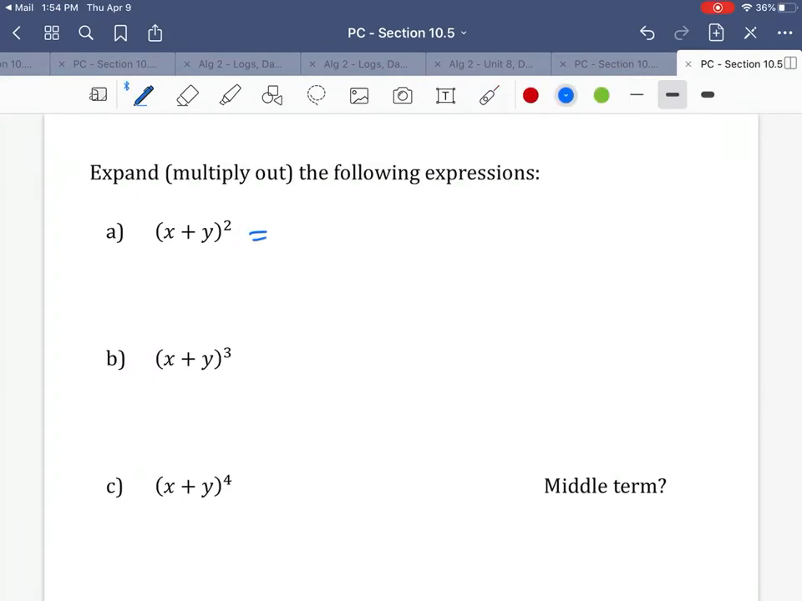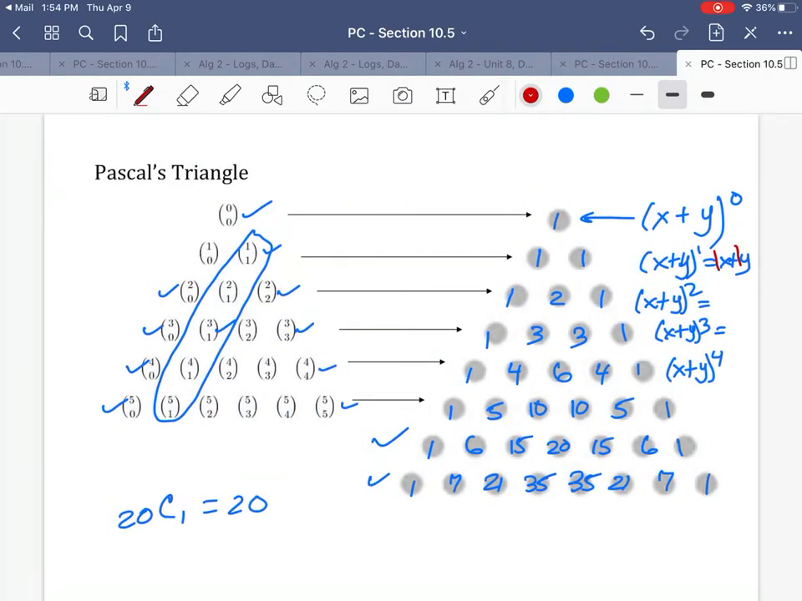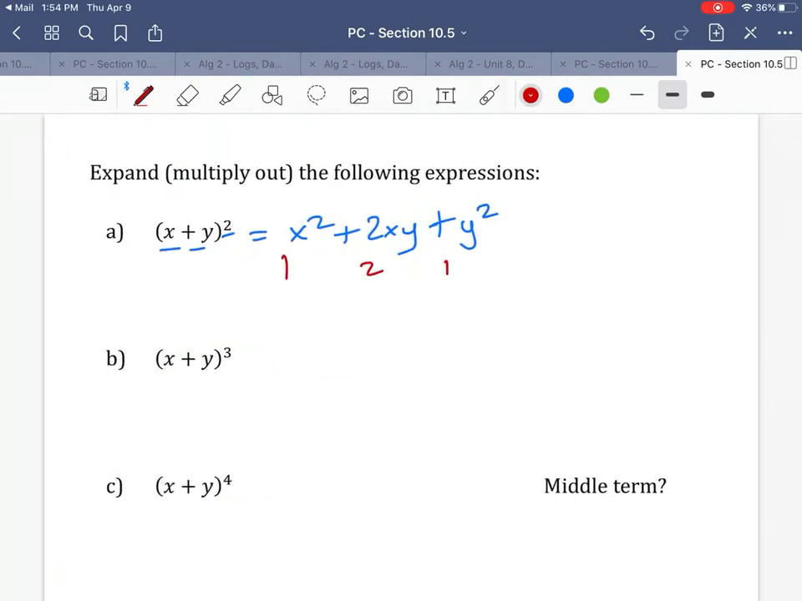Remember, you do x squared, then you multiply these three things together, so I get plus 2xy, and then plus y squared. All right, so that's exactly what we were saying. Look at the coefficients right here, 1, 2, 1. And so that's exactly matching what this is right here. All right, so x plus y to the 3rd.